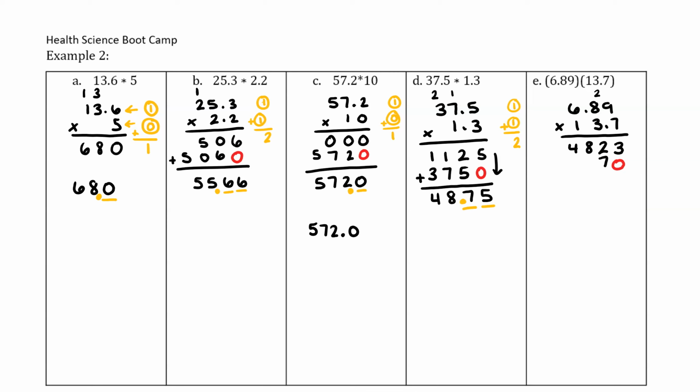3 times 8 is 24, plus 2 is 26, carry the 2. 3 times 6 is 18, plus 2 is 20, so I'll write 20. Now I'm going to move over a decimal space, so I have to put another 0, so 2 zeros, and now I'm going to multiply by 1. So 1 times 9 is 9, 1 times 8 is 8, and 1 times 6 is 6. Then we add all these partial sums together.